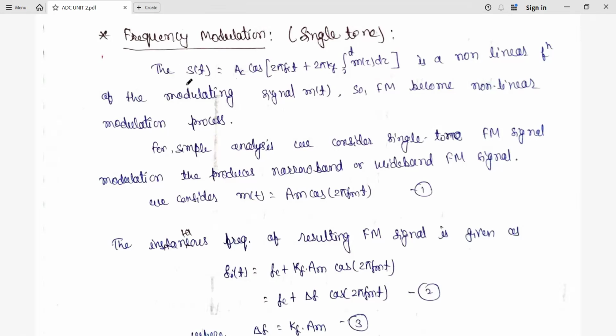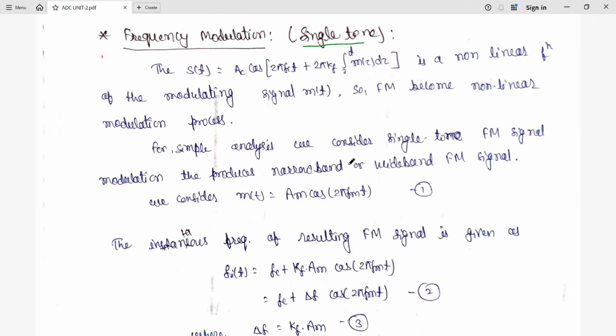So here, what will be constant? The amplitude is constant. Phase we are not talking about here; we are talking in terms of frequency. In the modulated wave, the frequency of the carrier signal is going to change according to the instantaneous value of this message signal. Here we are talking about single tone, meaning we are considering only one modulating wave, so only one frequency will be available for this message signal.